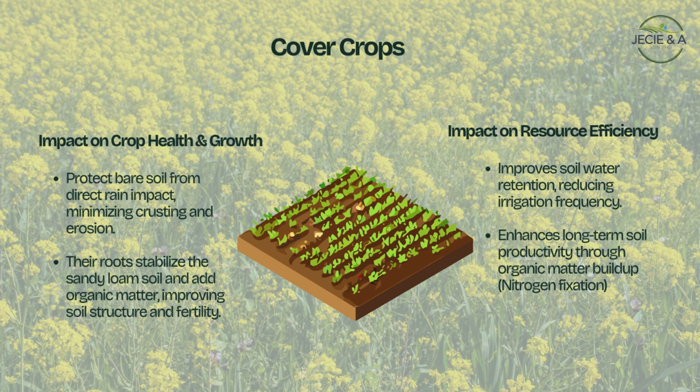For the second one, we have the cover crop here. We are using the cover crop to reduce soil erosion. Firstly, the impact on crop health and growth: it protects bare soil from direct rain impact, minimizing crusting and erosion. The roots stabilize the sandy loam soil and also add organic matter, improving soil structure and fertility.